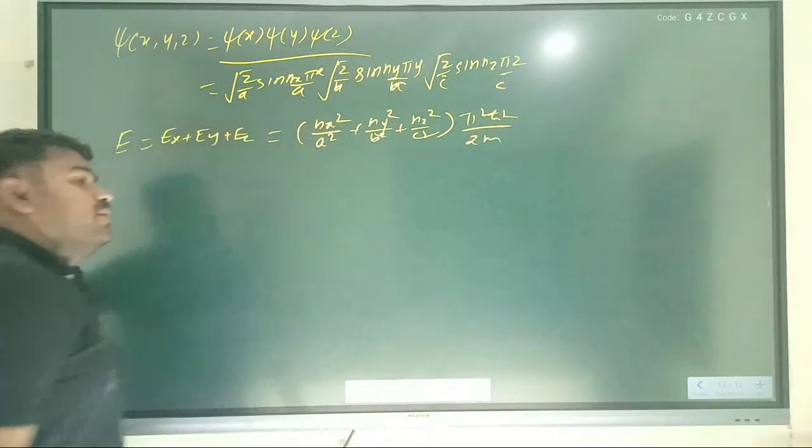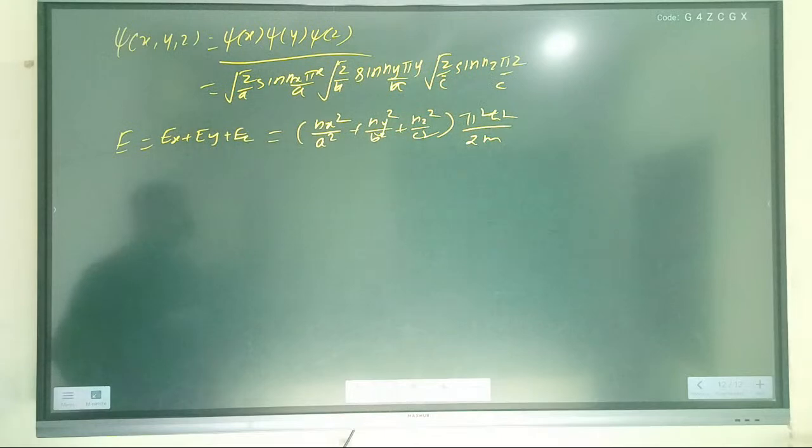Don't write 2m l square here because the sides are different. Then nx square upon a square plus ny square upon b square plus nz square upon c square, bracket complete, pi square h cross square upon 2m. This is the energy for the 3D box.